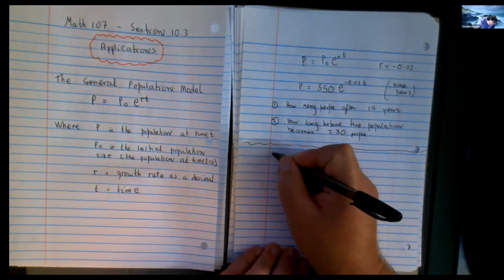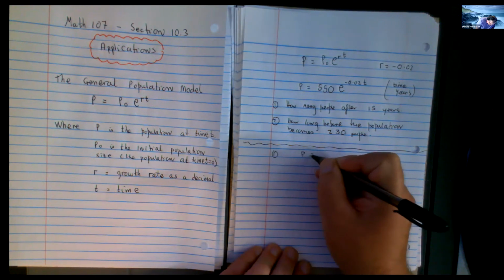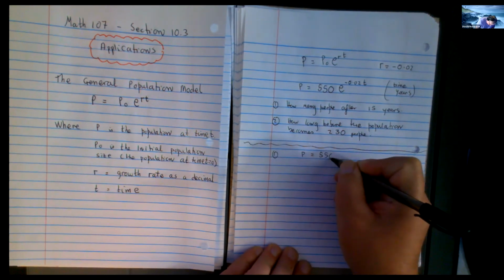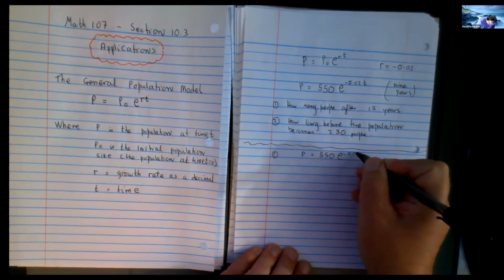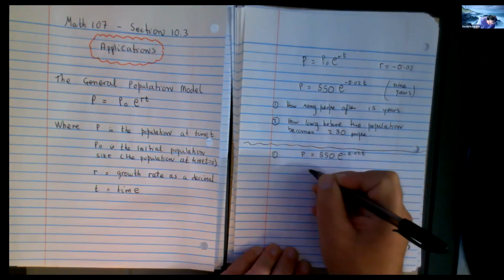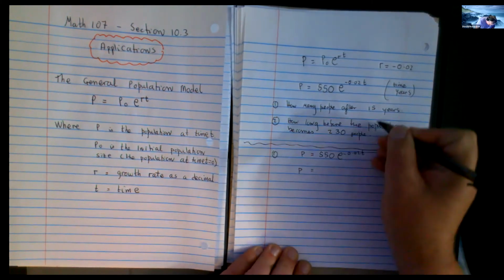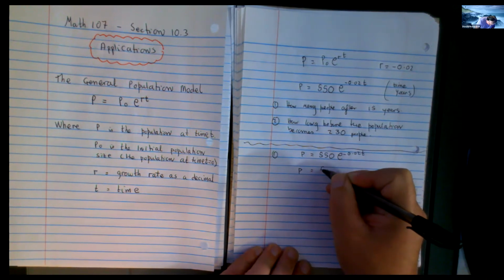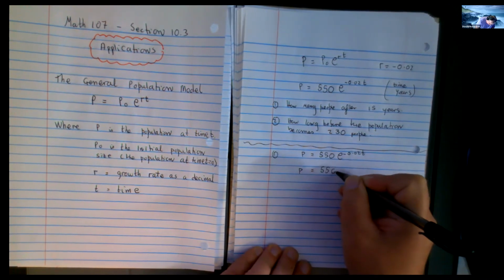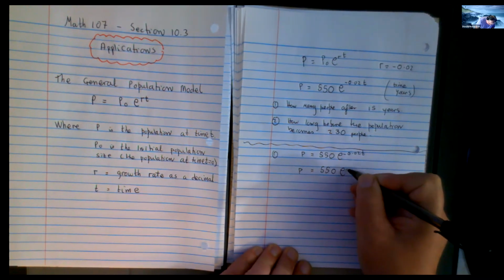So let's do one. It's 550 e to the negative 0.02t. We want 15 years. So 550 e to the negative 0.02 times 15.